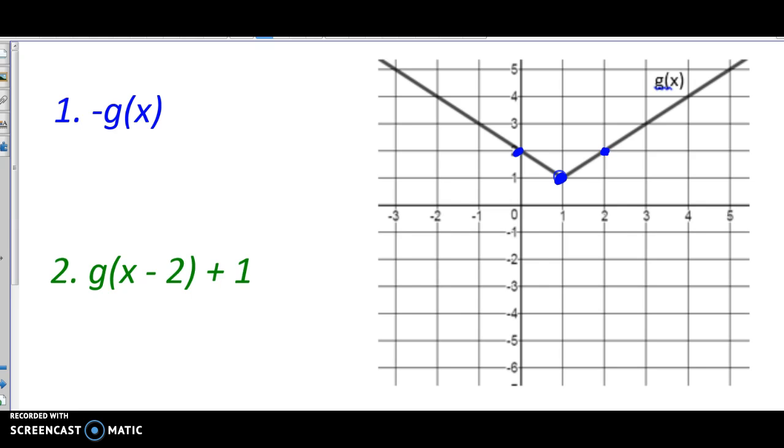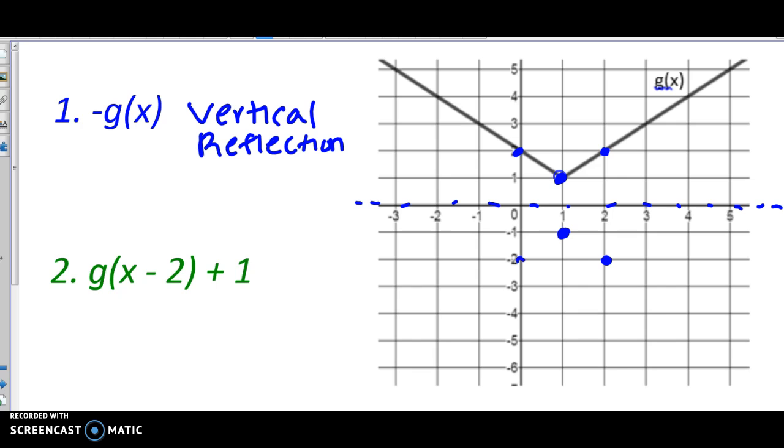And I need to reflect it again vertically. So I want to reflect it across this axis. So this again is a vertical reflection. So if this point is at 1, 1, it's 1 away from the axis, it's going to be 1 away from the axis on the other side. These other points, since they're 2 away, are going to be 2 away from the axis on the other side, and it's going to take on the same shape.